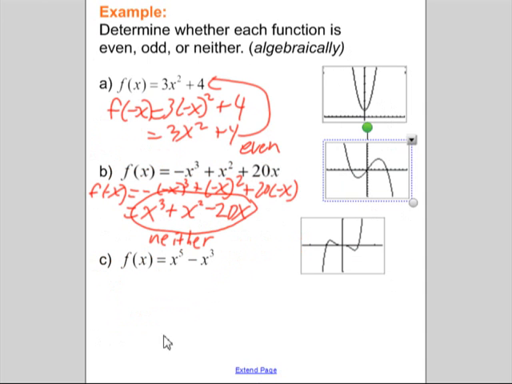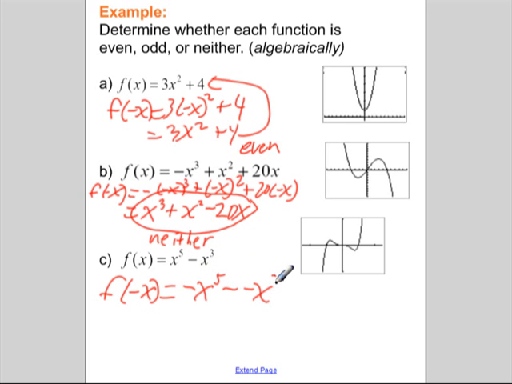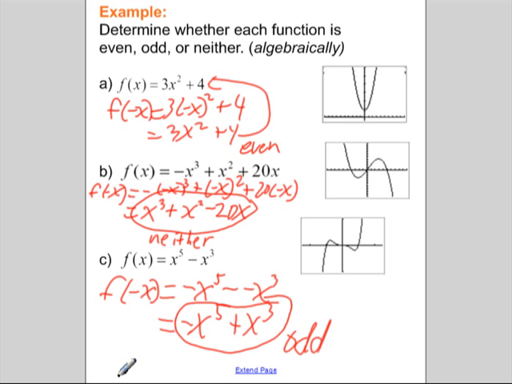Okay, now this last one, x to the fifth minus x to the third. Again, I'm going to evaluate f of negative x. Negative x to the fifth is just negative x to the fifth, because it's raised to an odd power, it stays negative, minus negative x to the third, which is going to be negative x to the third. So that's going to become negative x to the fifth plus x to the third. So what happened to f of negative x? It became the exact opposite of the original function. That went negative and that went positive. So that makes this an odd function.